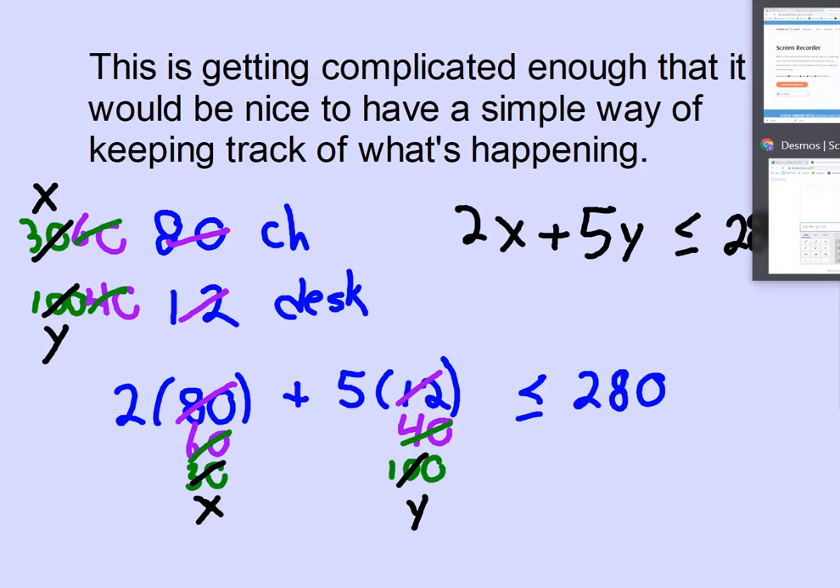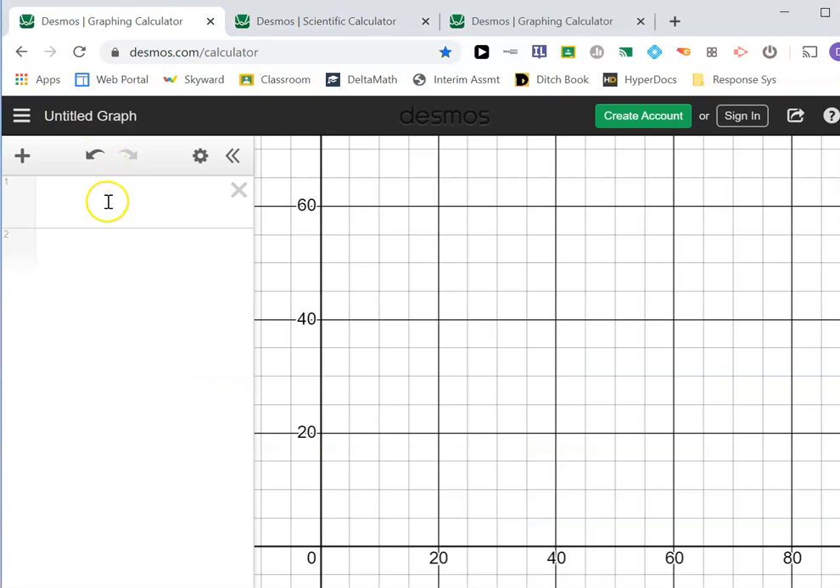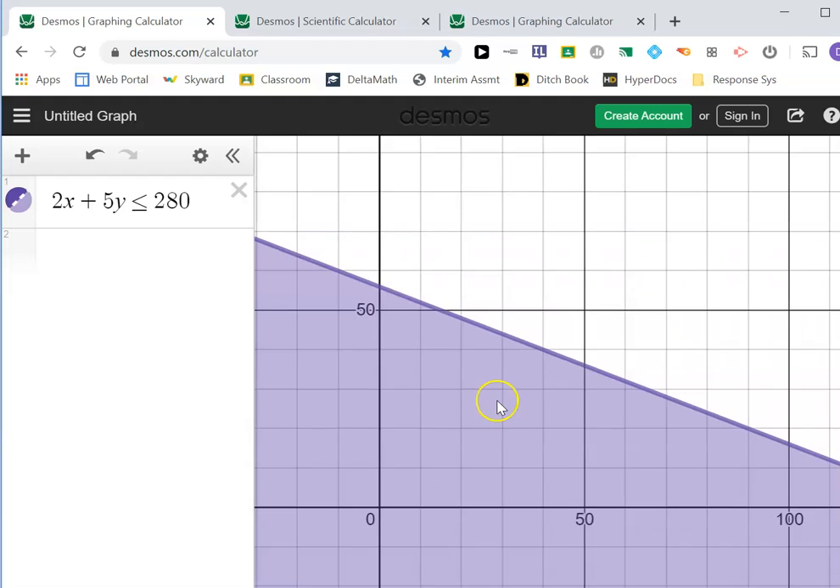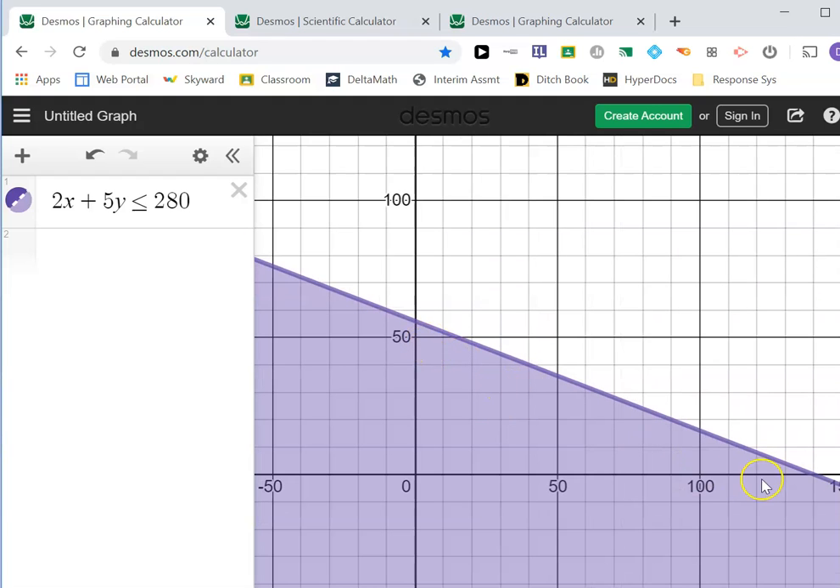So let me step over here to the graph. Here's a Desmos graph, ready to go. So 2x plus 5y, and then to get less than or equal to, you can either bring up the keyboard on Desmos or just type less than and then an equal to sign that sticks it right there, and then 280. Okay, so this inequality right here is describing all the locations here in purple are combinations of chairs and desks that you could make and stay below 280. So this would be 30 chairs and 30 desks. You can do that. This would be 70 chairs and 20 desks.